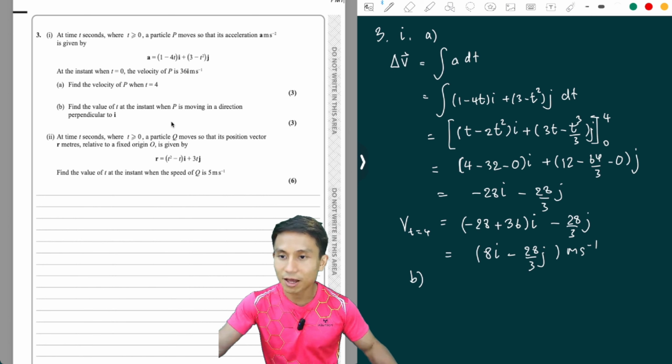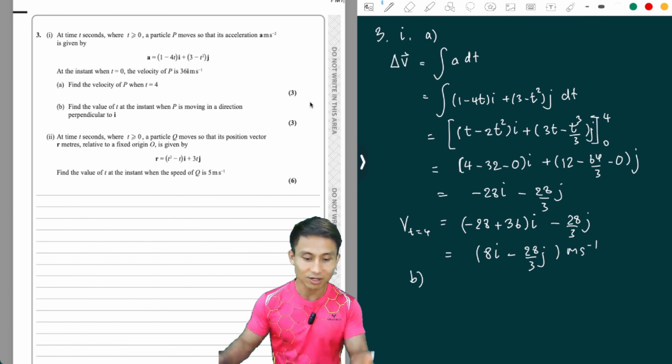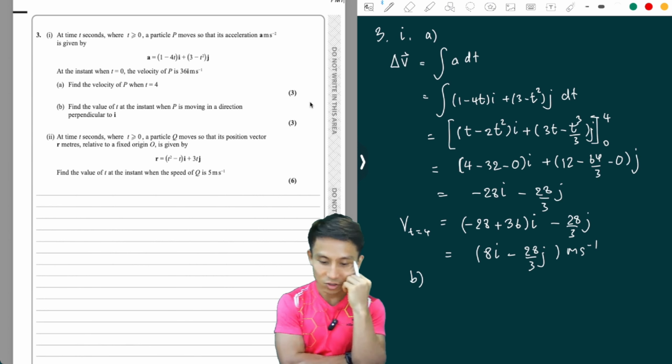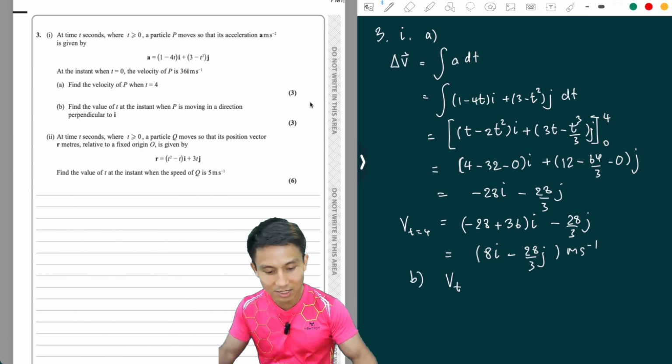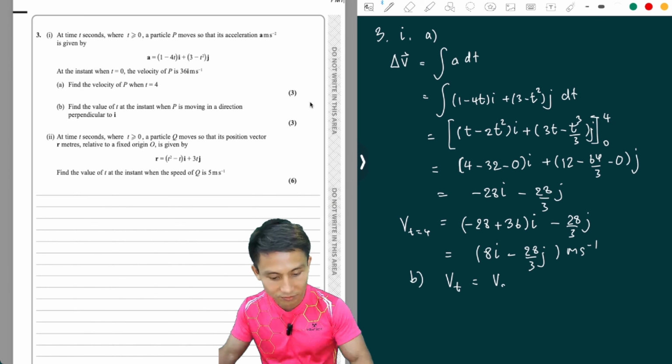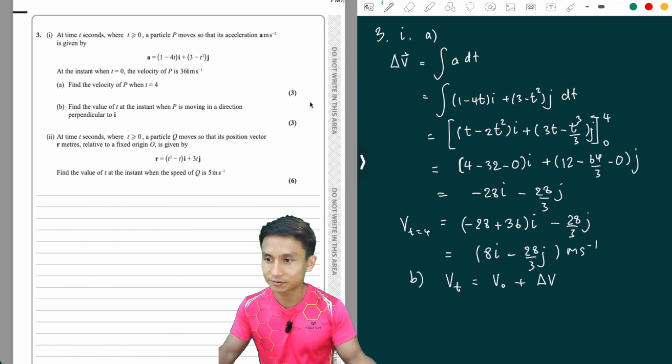Part B, find the value of t at the instant when p is moving in the direction perpendicular to I. Okay, so if you don't know what to do with this, then you might be in trouble here. This is moving in the direction perpendicular to vector I. Vector I is just to the right. So we need to get the equation of velocity first at time t. Well, we're just going to get v0, which is the initial velocity, plus delta v that we got earlier.